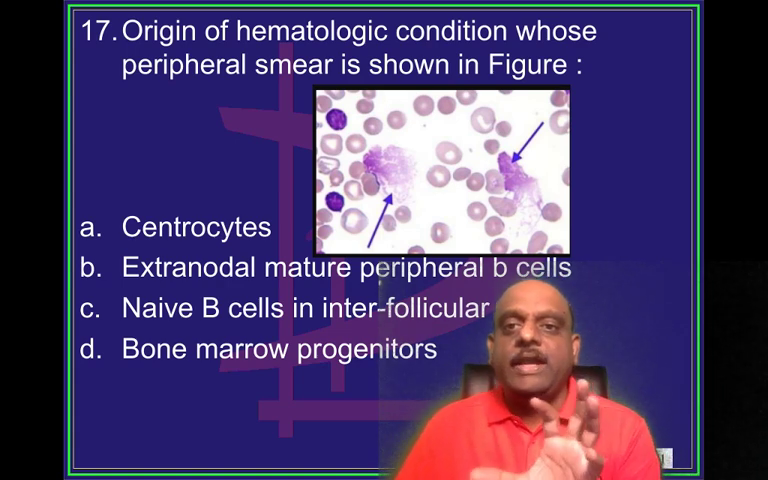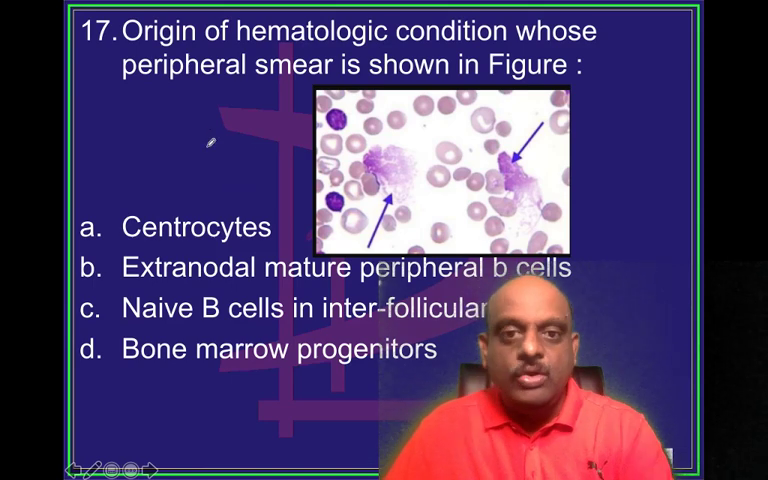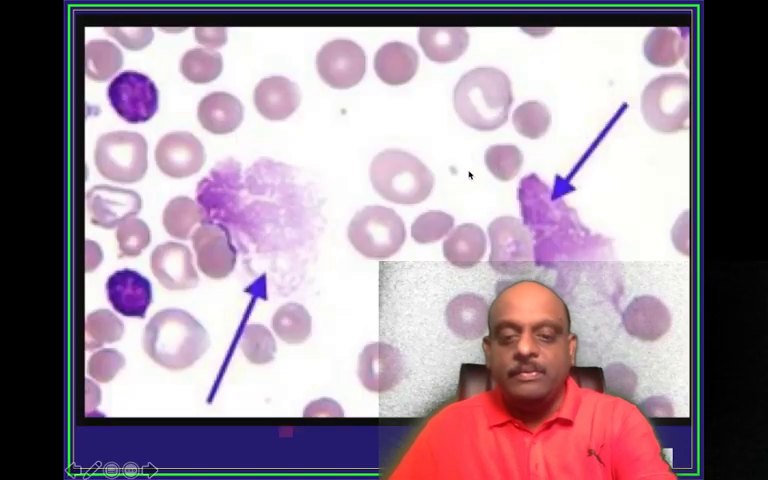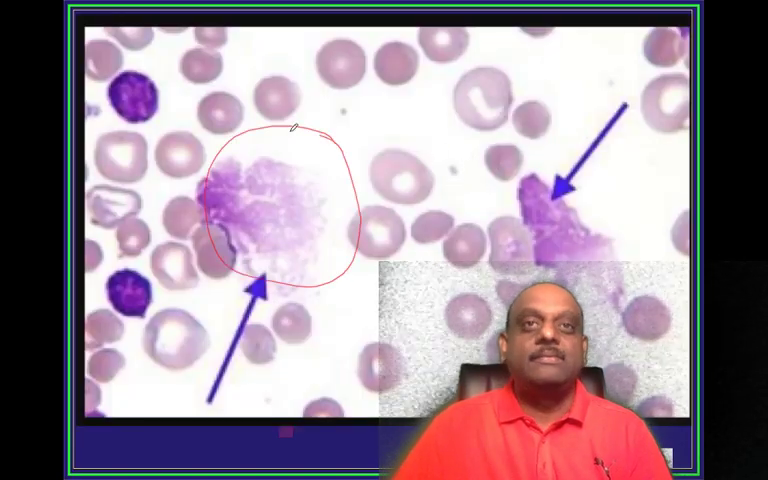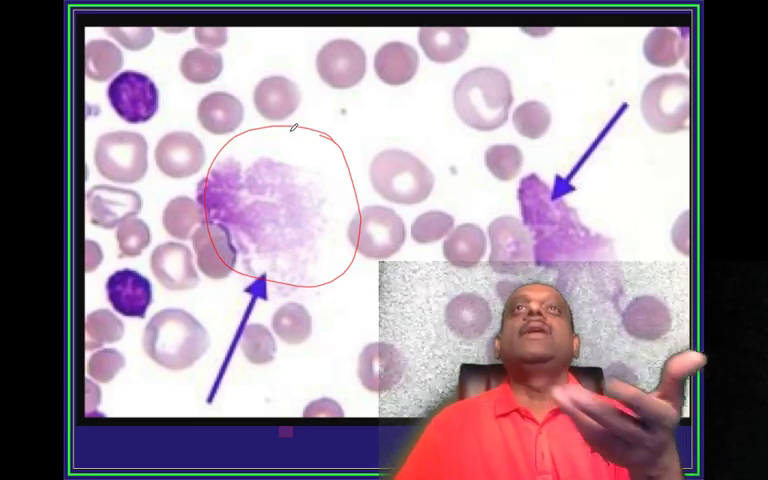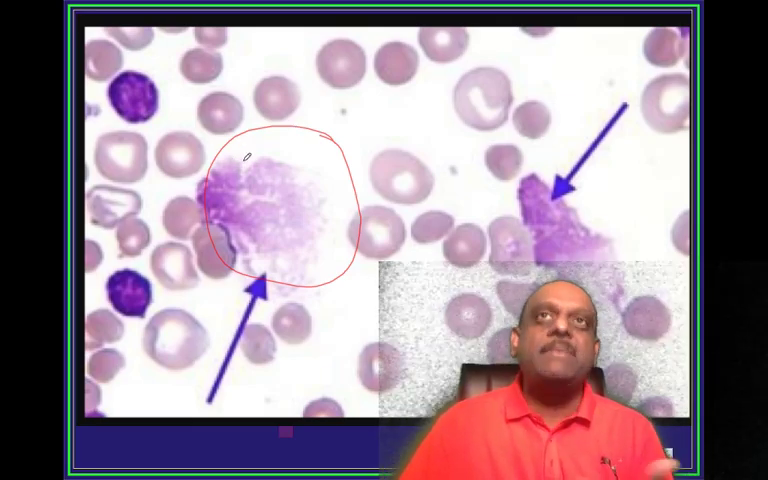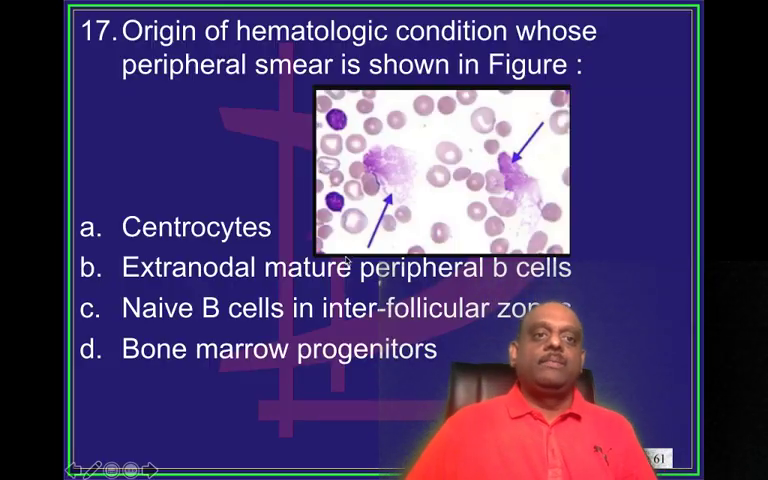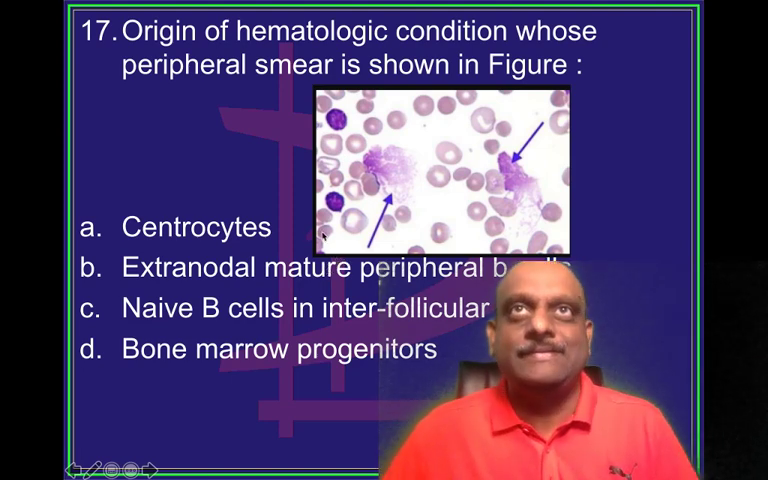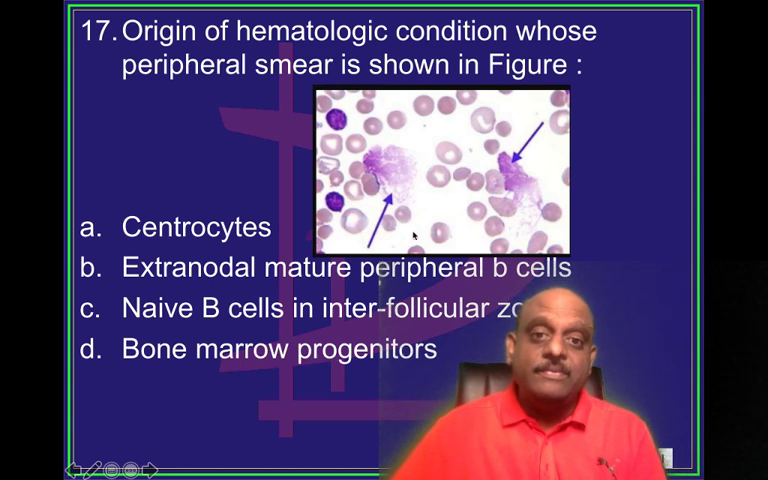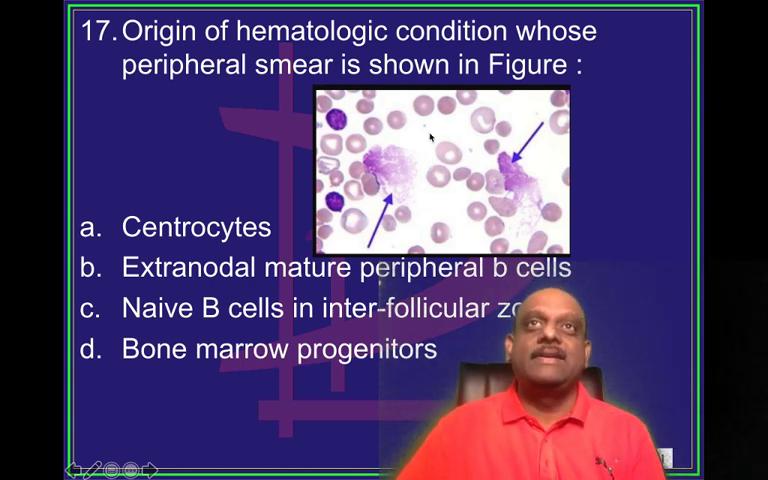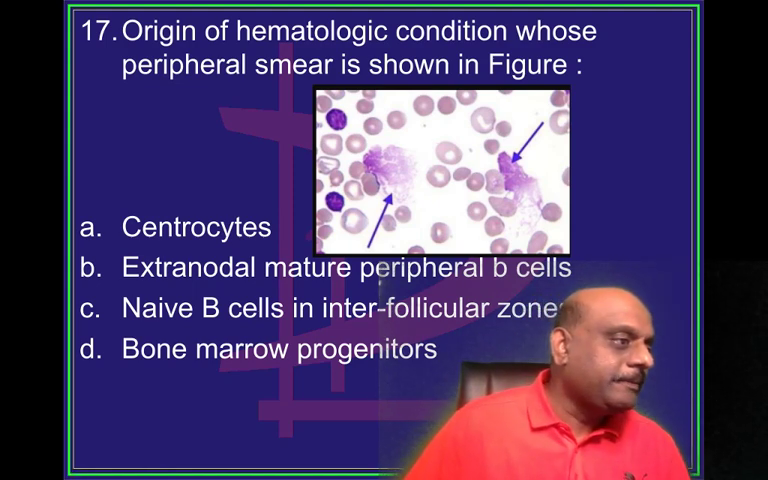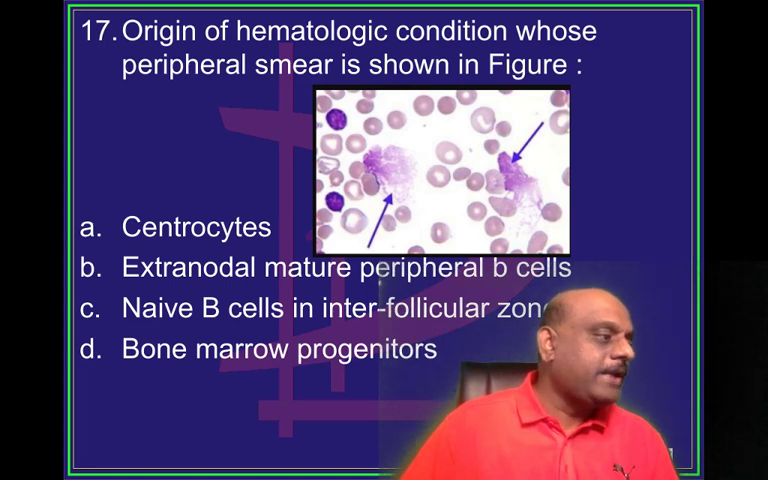What is the origin of the hematological condition whose peripheral smear is being shown to you? This is a very important clue. You have done a peripheral smear of an elderly person who went for a routine checkup, with no symptoms, at most he may have an infection, and the peripheral smear has shown this. So, first of all, what is this condition? What are these cells in the peripheral smear called?